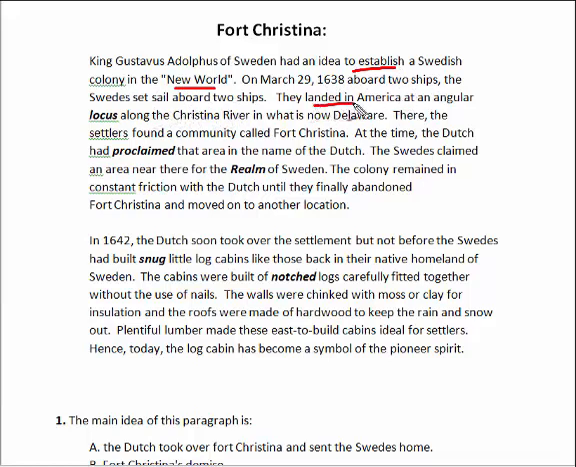Let's see. When you land, that's going to be positive. We have found a community. Founded a community. We have friction, that's going to be negative. Abandon, that's going to be negative. Log cabins feels like it's positive. Native homeland, that's going to be positive. All kinds of words in here that are going to either be positive or negative. Plenty of lumber and so forth. Symbol of pioneer spirit. Spirit is positive.